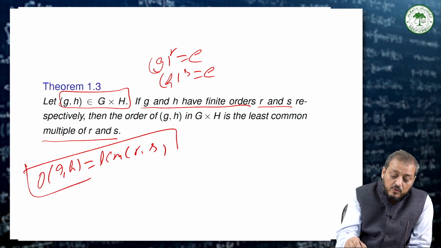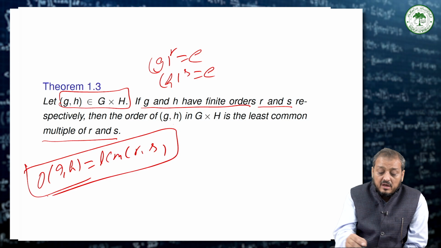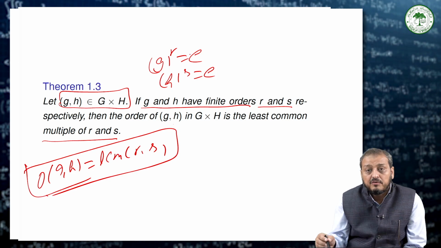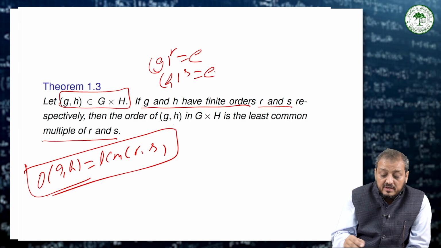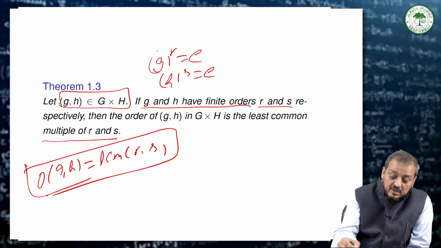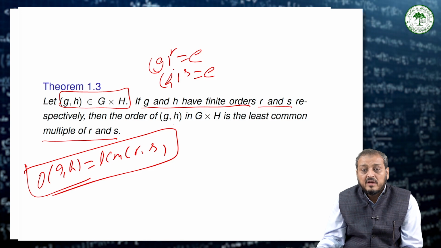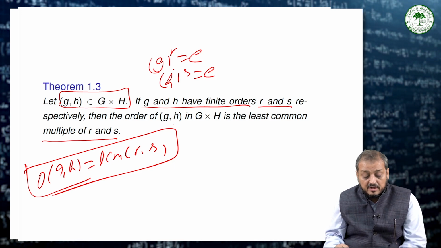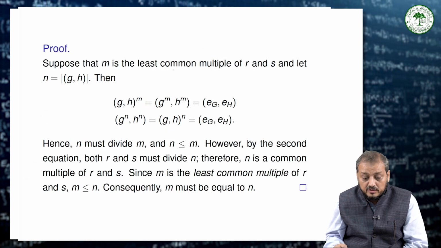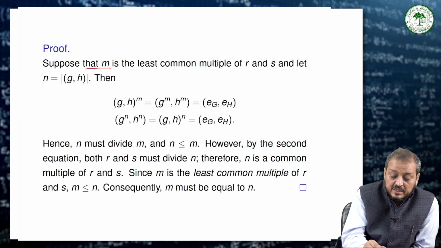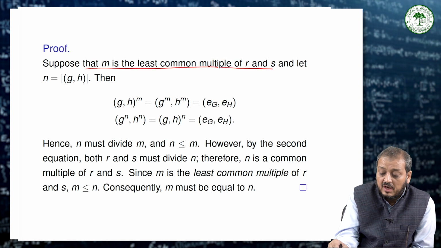So we have to prove that if g has order r, meaning g to the power r is the identity, and h to the power s is the identity, then the order of (g,h) is equal to the LCM of r and s. So we try to prove this theorem. Suppose M is the least common multiple of r and s.